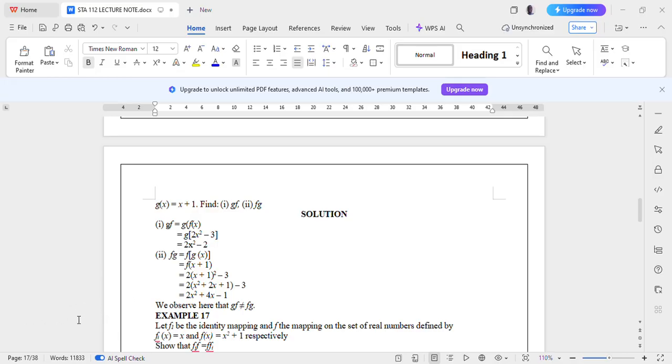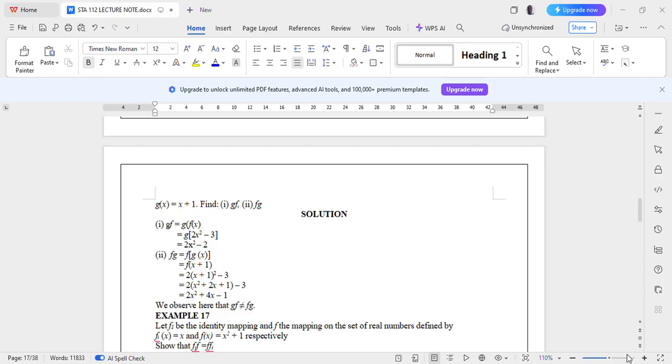So we observe that gf is not equal to fg. So it's not commutative, but it's associative. We observe that. So this is not part of it.